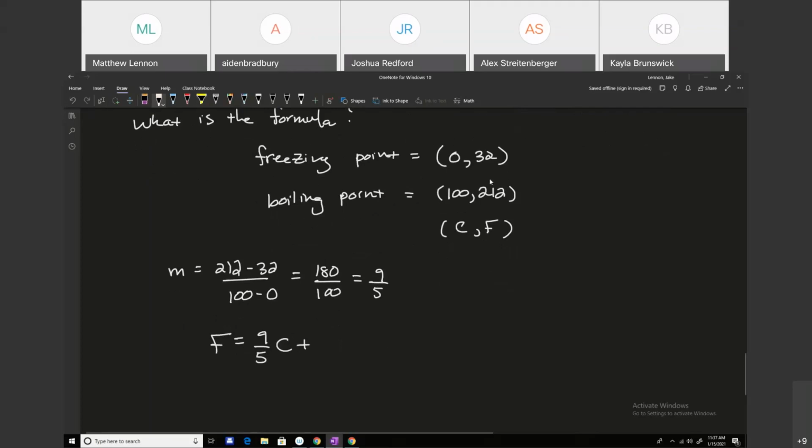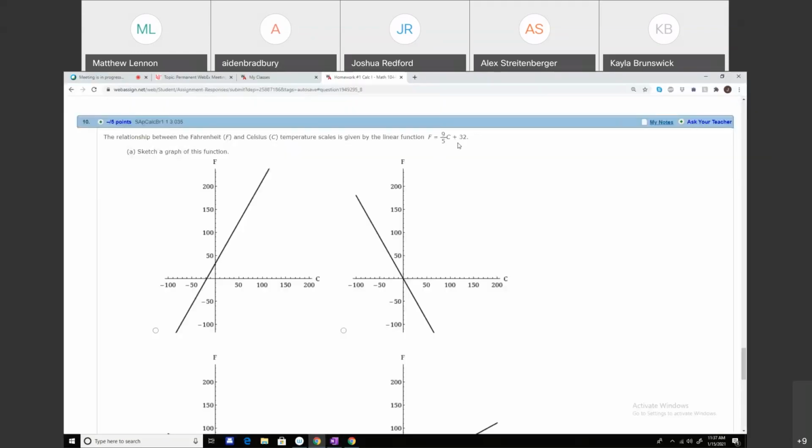plus the y-intercept. Well, the freezing point is the y-intercept because it has an x-coordinate of 0. So F equals 9 fifths C plus 32. That is our formula to convert from Celsius to Fahrenheit. And that's all you had to remember was the freezing point and boiling point. So I think that's kind of nice to remember. So notice 9 fifths C plus 32. We derived it.